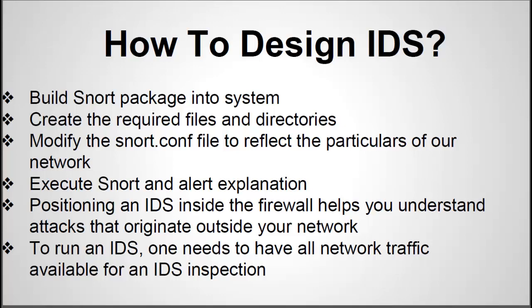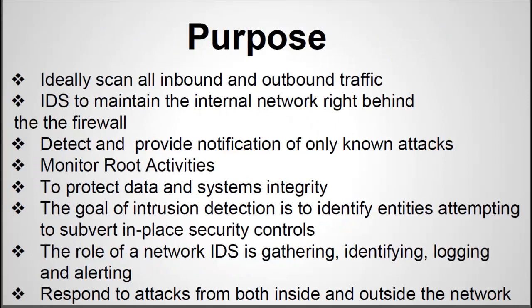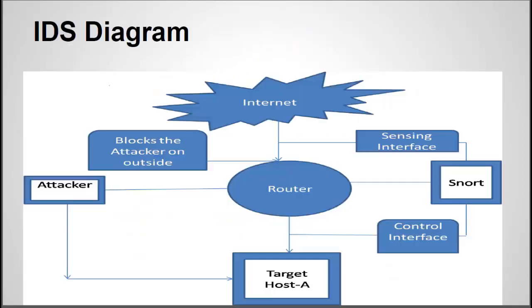Okay, next. Purpose. Ideally, it scans all inbound and outbound traffic, and ideally, it's to maintain the internal network right behind the firewall. It detects and provides notification only of known attacks, and monitors root activities. It's to protect data and systems integrity. The goal of IDS is to identify entries attempting to subvert in-place security controls. It gathers, identifies, logs and alerts, and it responds to attacks from both inside and outside of the network.